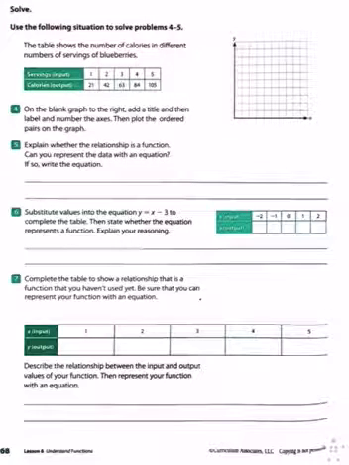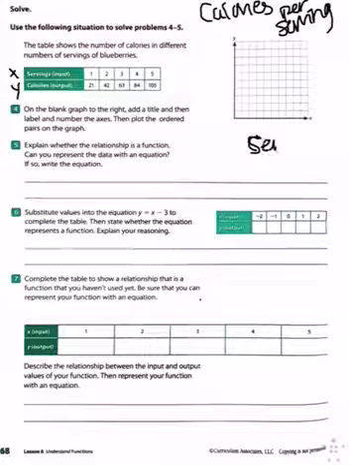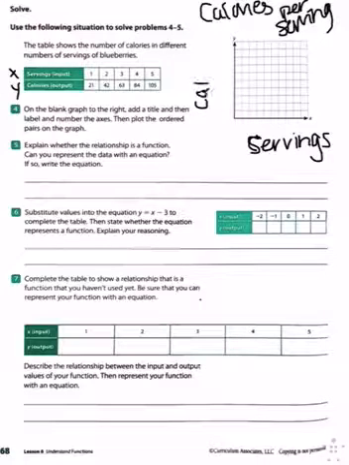Problem number 4. It says, on the blank graph to the right, add a title and then label and number the axes, and then plot the ordered pairs on the graph. So, the title is going to be calories per serving, because that's what we're talking about. We're then going to label the axes. The input is the x-axis and the output is the y-axis. So the x-axis is servings and the y-axis is calories.